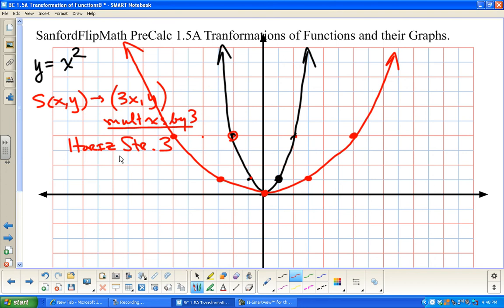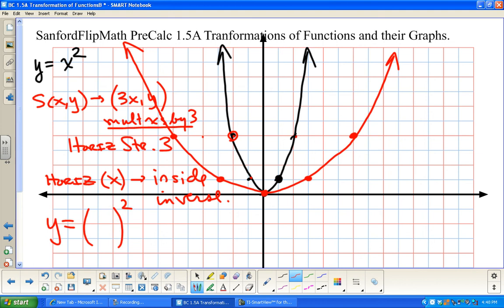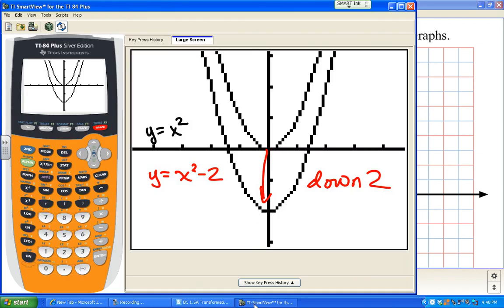Okay, now remember, if it's horizontal, in other words about x, it had to come from the inside, and it has to be inverse. So the equation has to be, well, it's something squared. Well, the inverse of multiplying by 3 would be dividing by 3. Okay, so this is (x over 3) squared. Okay, let's just take a look at that on the graph. So I have x squared.